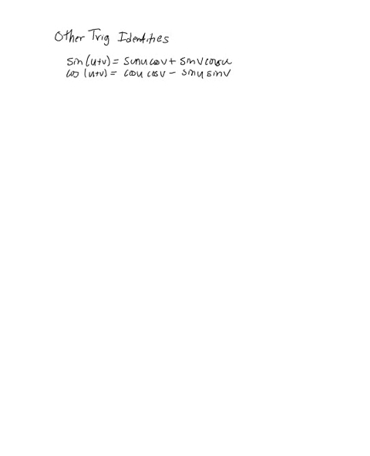Okay, today we're going to look at some other trigonometric identities. I've written down a couple identities from our previous section. These were the sum identities. The sine of u plus v is sine u cosine v plus sine v cosine u.